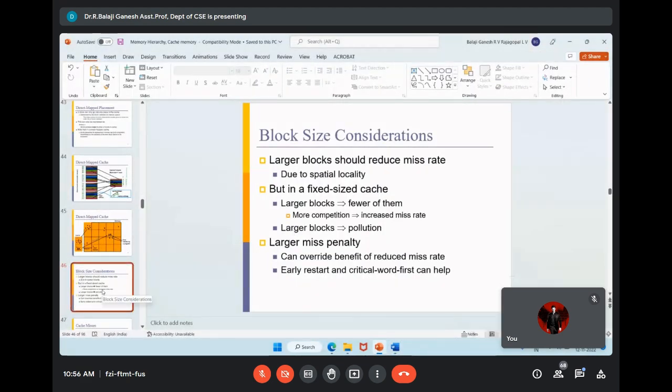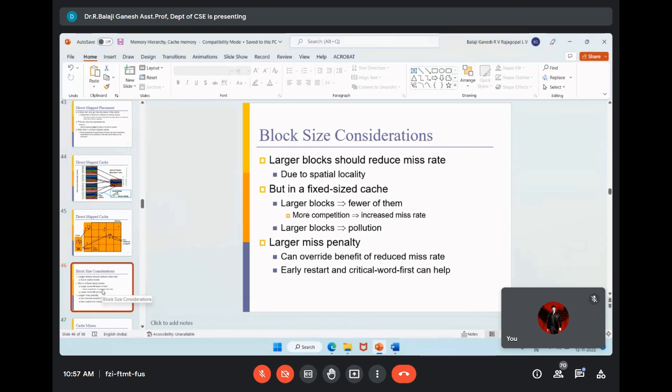So cache memory block size consideration, right? This is an important point for a part A question. Larger blocks should reduce the miss rate. So the larger the cache block size, the more it will ultimately reduce the cache miss rate due to spatial locality. But there are 2 cache designs: one is fixed size cache, another one is variable size cache, right?